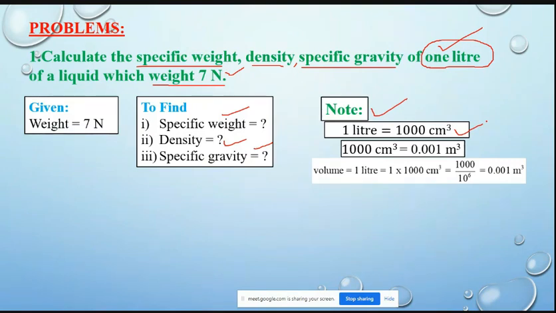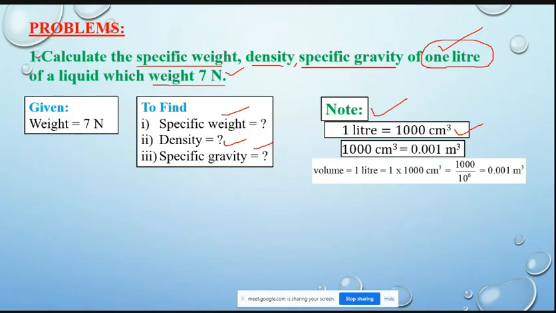So 1 liter of liquid is equal to 1000 centimeter cube. Okay. So if you take any water can with 1 liter, it is equal to a volume of 1000 centimeter cube. Okay. So 1 liter is equal to 1000 cc. Remember that it is equal to 1000 cc, centimeter cube.